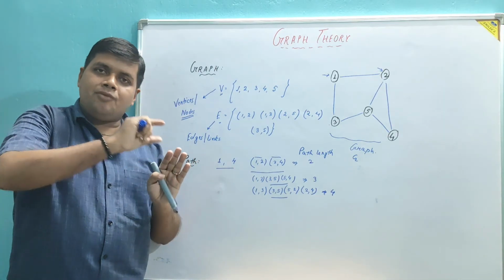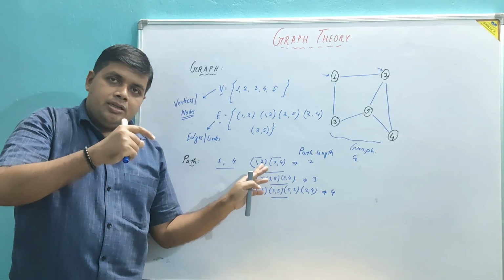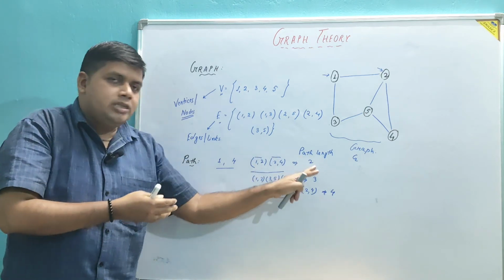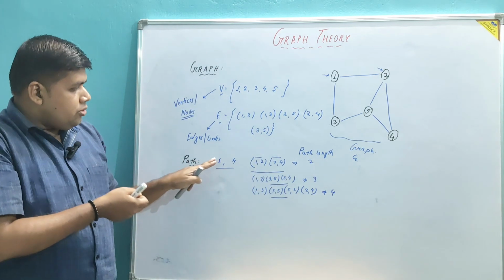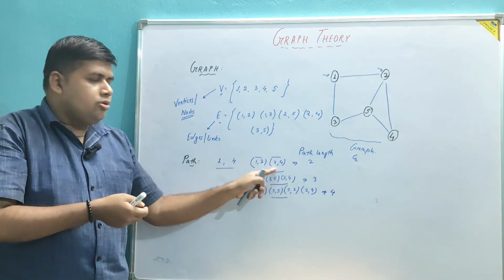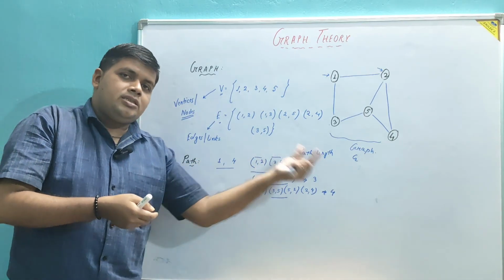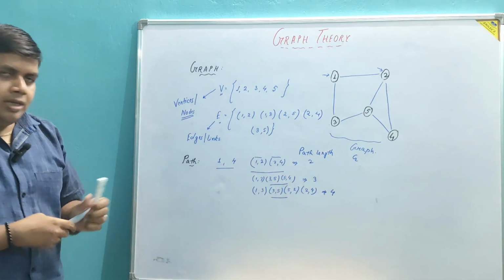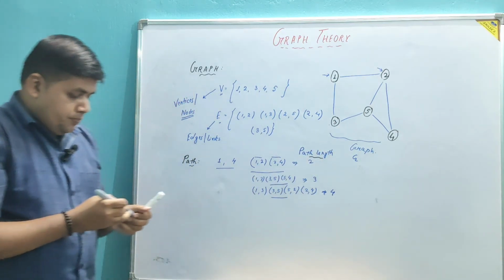Path means the number of edges that the traveler has to cross through to reach the destination. Here the source is 1, the destination is 4. So to go from 1 to 4, it has to pass through 2 edges. So this is the path, and the number of edges it is covering is called path length. So path and path length go together.